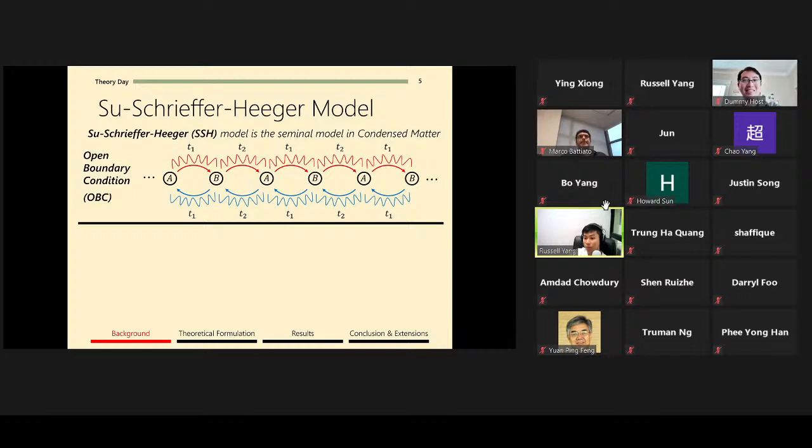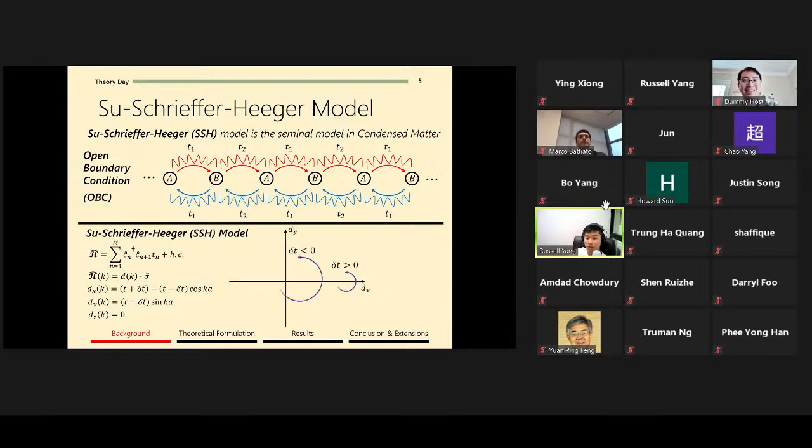It contains hoppings of alternating strengths T1 and T2. This model possesses many of the key features of condensed matter systems. We can write a Hamiltonian as such, and by tuning the parameters, one may close the gap, which generates a zero energy mode localized only along the edge.